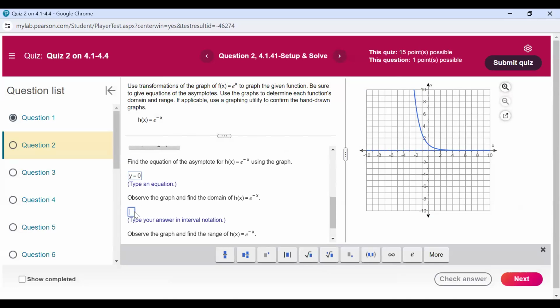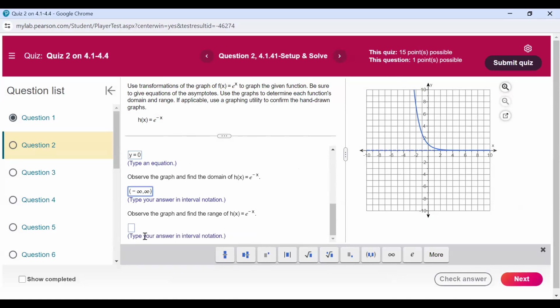The domain of this function is negative infinity to infinity, because the domain goes from left towards all the negative x values and right. And then the range goes from 0 to infinity.